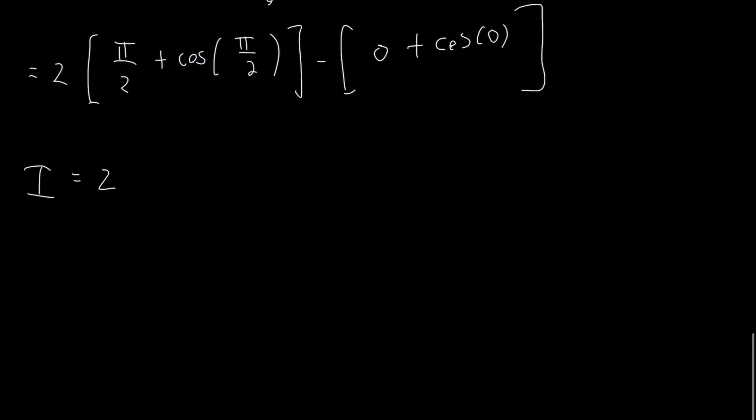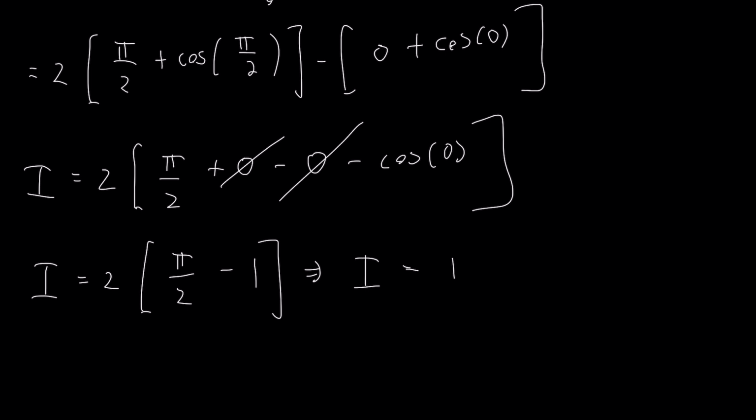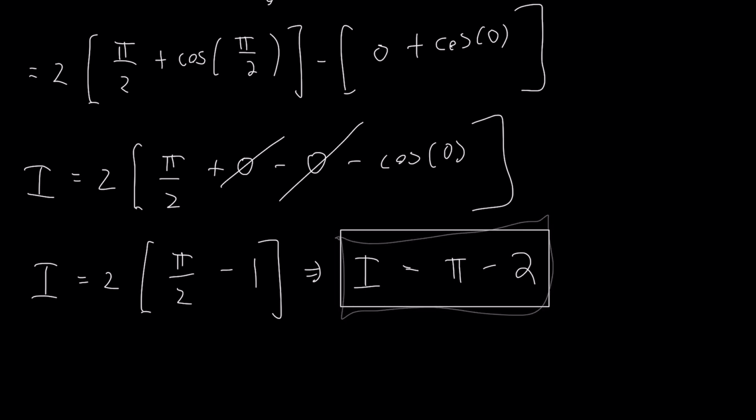So our integral is twice pi over 2. Cosine of pi over 2 is 0, minus 0, and then minus the cosine of 0. So this goes away, and we have I is twice pi over 2. Cosine of 0 is 1, so minus 1. So this means that our integral is pi minus 2. So this is the final result.